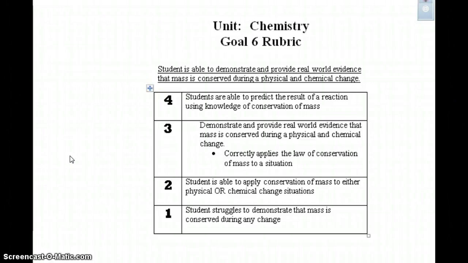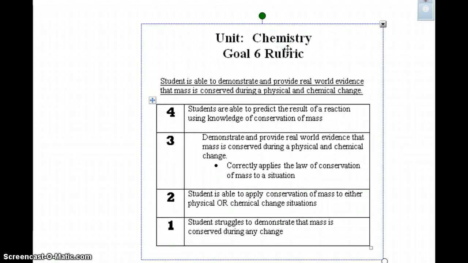The goal here is that students are able to demonstrate and provide real-world evidence that mass is conserved during a physical and a chemical change. So in the last goal, you learned what a physical and chemical change are. Now you are using those concepts to apply it to your understanding of conservation of mass and conservation of matter.